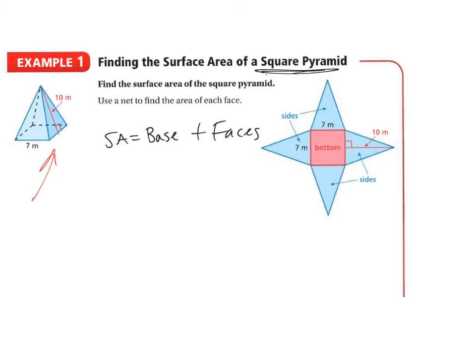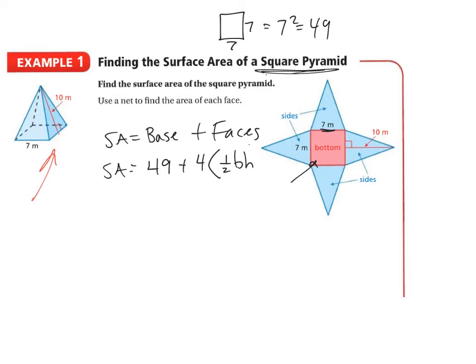So first, the area of the base. What's the area of a square? It is the side of the square, which in this case is 7, squared. That's where we get squared, because length times width is 7 times 7, the same thing as 7 squared. So our base is 49. Now, how many faces do I have? I have 4 triangles.